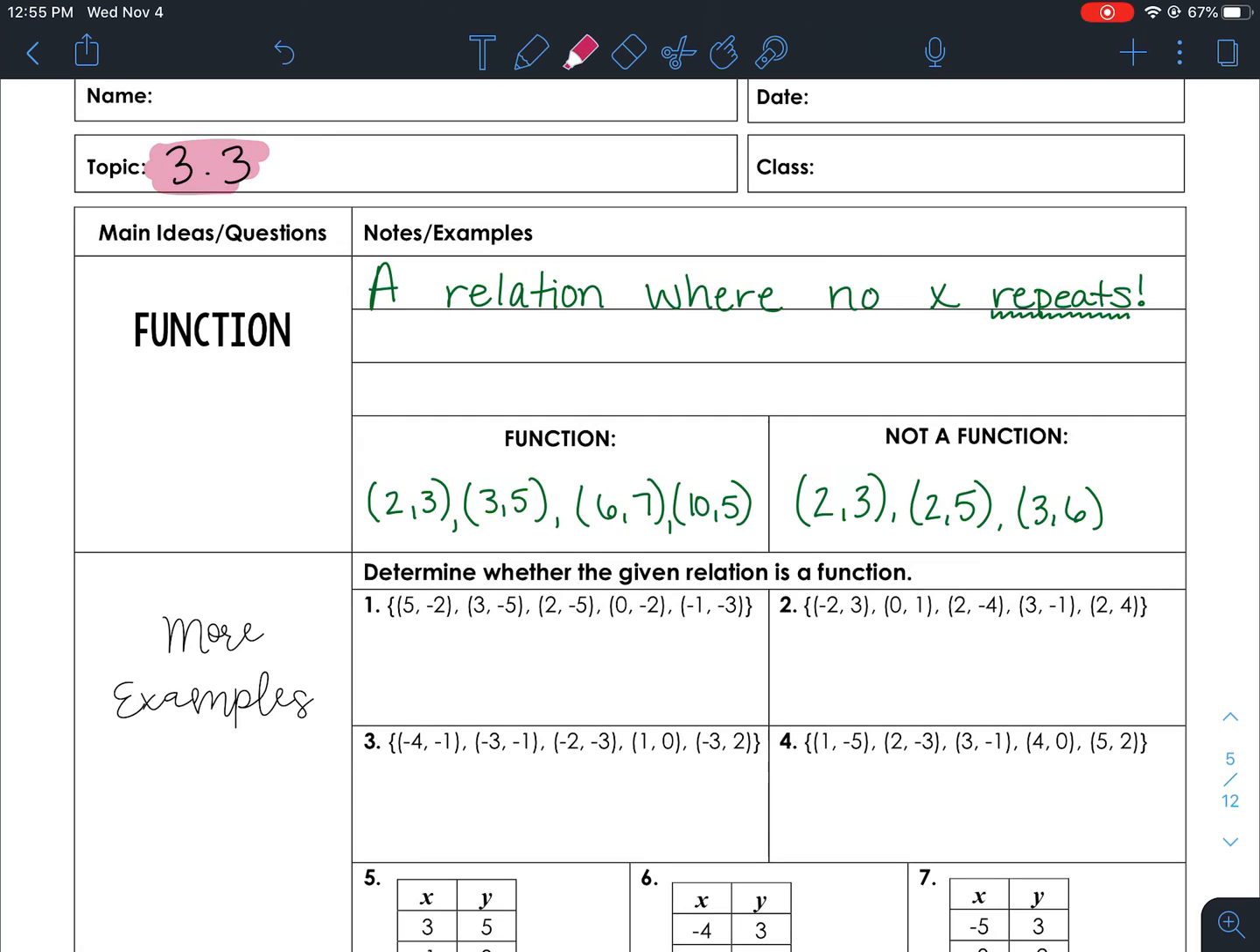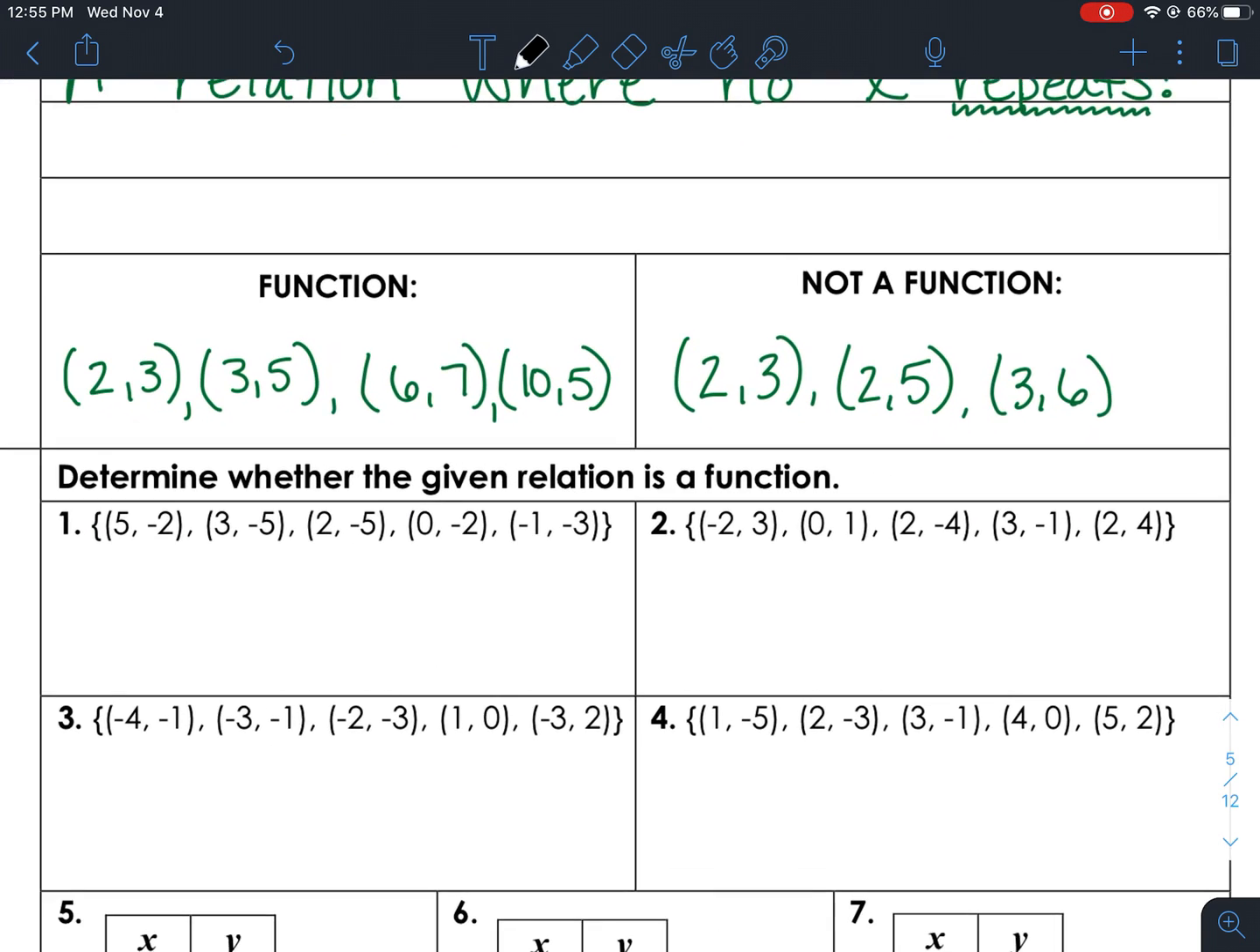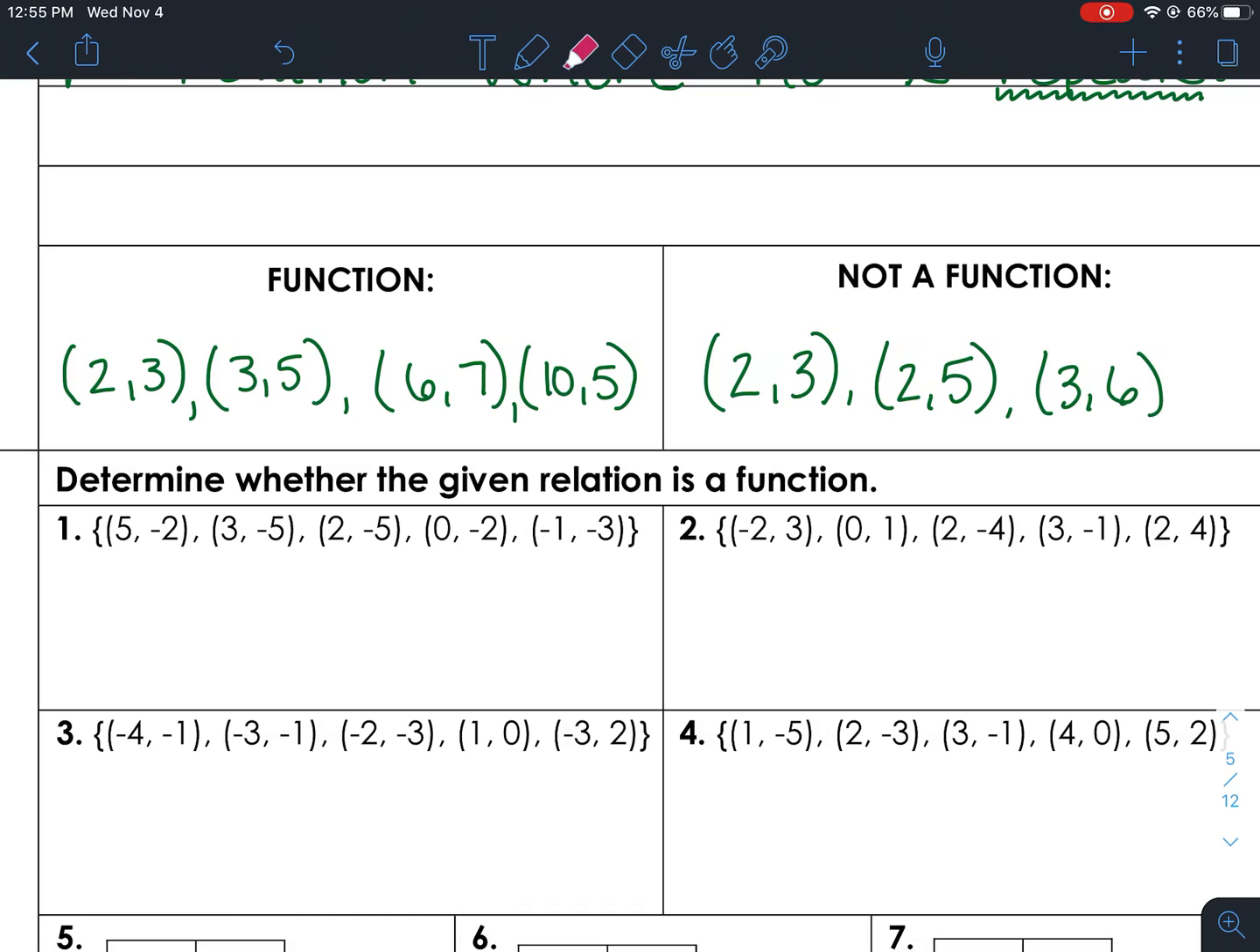Hello everybody, we are here on section 3.3 and we are determining today if things are functions or not. A function is a relationship where no x repeats. Let's go in and find some examples here of what is and is not a function.